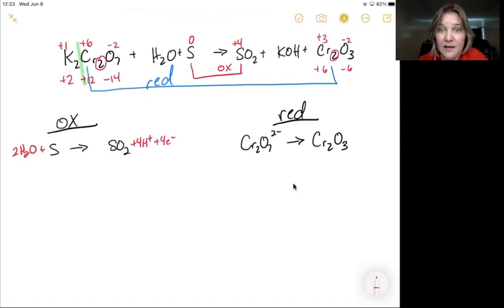Now for reduction. Chromium is actually balanced, so both sides have 2 chromium, but my oxygen is not balanced. So I need to add 4 water molecules to the right-hand side for a total of 7 on the product side, matching the 7 on the left-hand side. Then I need to add 8 hydrogen on the left-hand side to balance with the 8 hydrogen on the right. And finally, I need to balance charge. The charge on the right-hand side, again, is 0. On the left-hand side, we have +8 minus 2, which makes it +6. So I have to add 6 electrons.